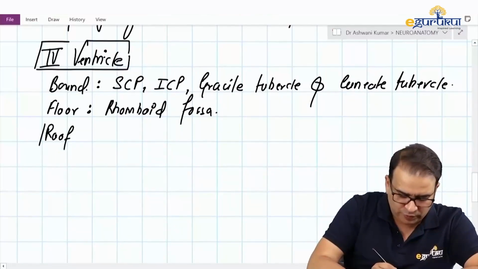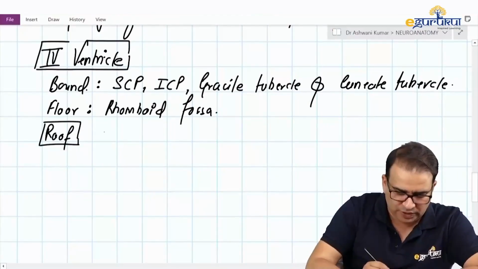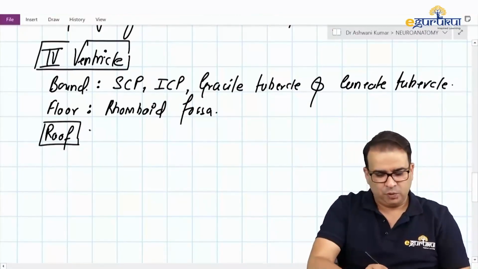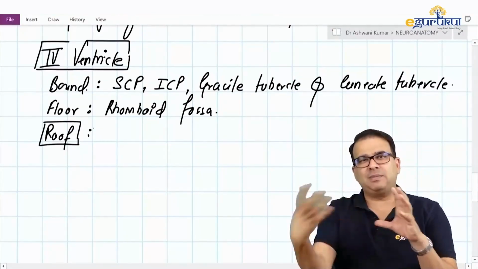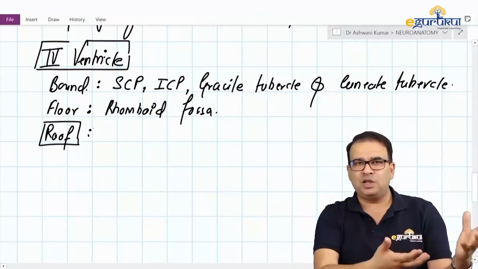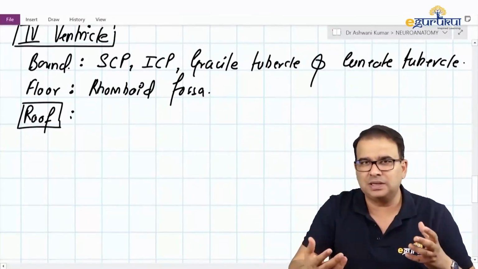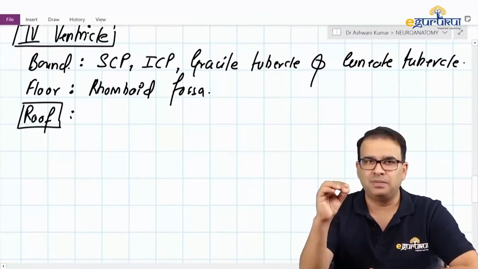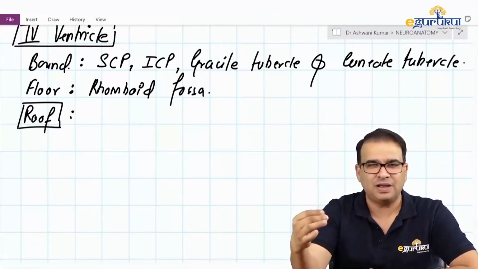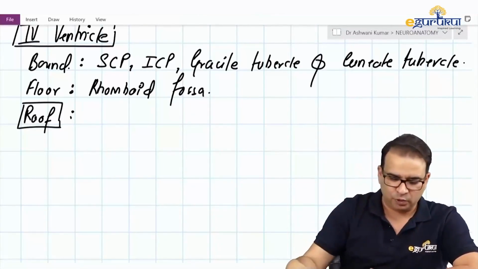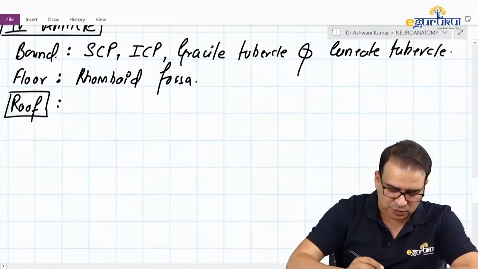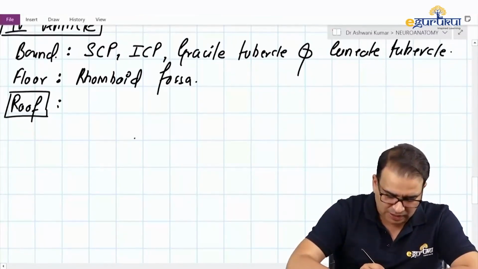Now, what about the roof? This is important, guys. What about the roof of the fourth ventricle? Simply we can say the roof is the cerebellum only. We remove the cerebellum, then only we can see the floor part. Yes, directly you can say cerebellum, but what part of the cerebellum, or is there any special extension covering the roof of the fourth ventricle? And that also we'll understand with this diagram.